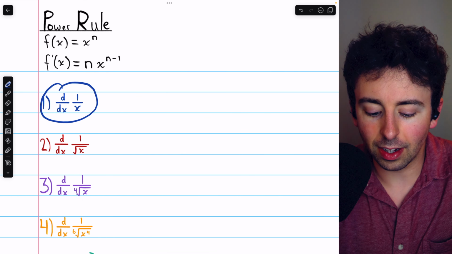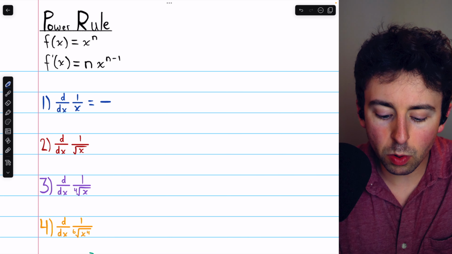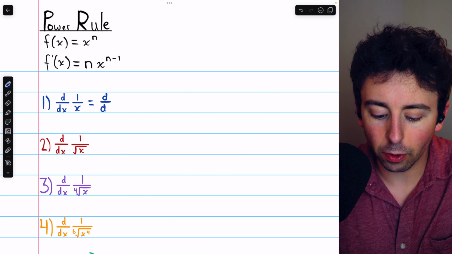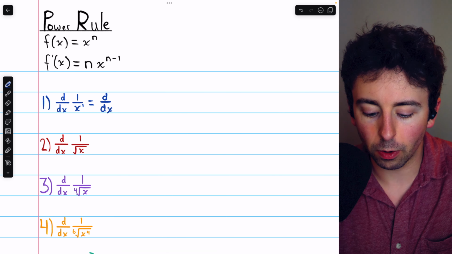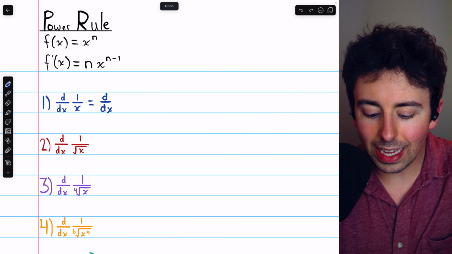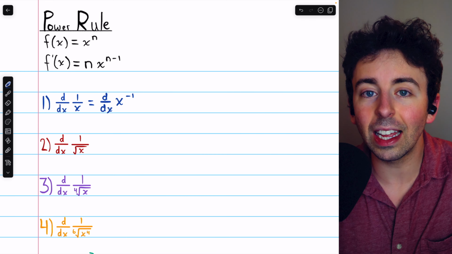In this first basic example, we're taking the derivative of 1 over x. We can move x up to the numerator if we negate its power. So right now in the denominator, its power is 1. We can take it out of the denominator if we change its power to negative 1.